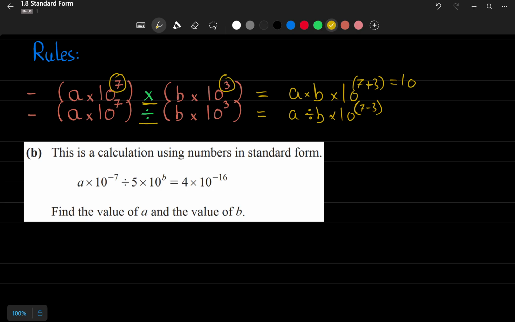In the case of division, you divide a with b, and for the powers, you just minus. So in the case of multiplication, you add the powers, and in case of division, you subtract the powers. So you get 7 minus 4 is equal to 3.